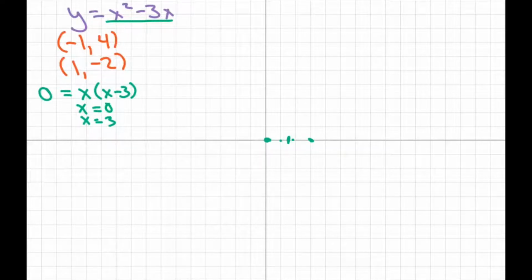We're just going to fake it a little bit on the vertex. Let's look at our points here. -1 maps to 4. 1, 2, 3, 4. And 1 here maps to -2. All right, and I know my vertex is in the middle of these 2 points. So I'll just put it down in here. And from here, I go up to here. All right, so let's kind of graph this.